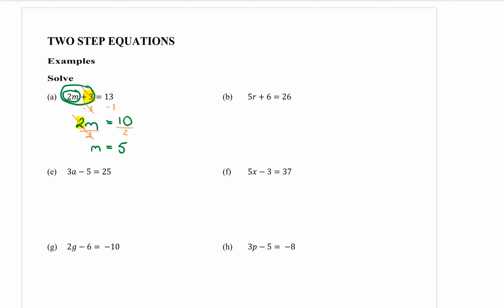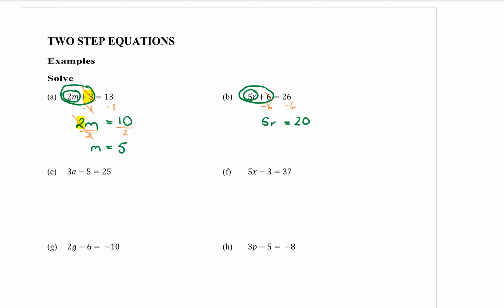Let's go for part B. Again, let's think of our layers here. So the 5R is together and the plus 6 is the outer layer. So we're going to subtract 6 first. You don't need to draw those circles on there as long as you can visualize that. The 6's will cancel. 5R is remaining on the left side. 26 take away 6 is 20.